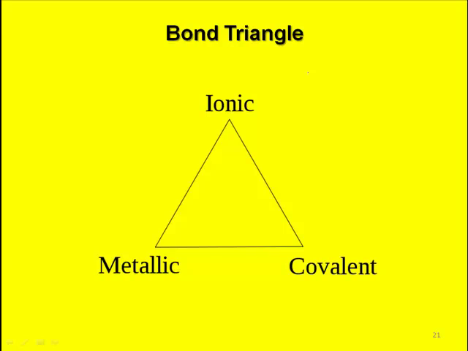This here is another way of representing the characteristics of bonds. This is called a bond triangle. It shows the relationship between ionic, covalent, and metallic, which was the one thing missing.